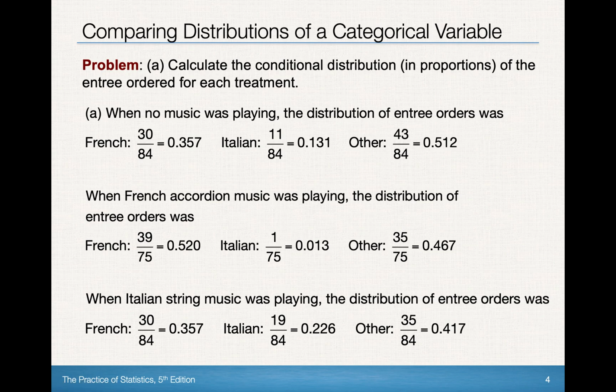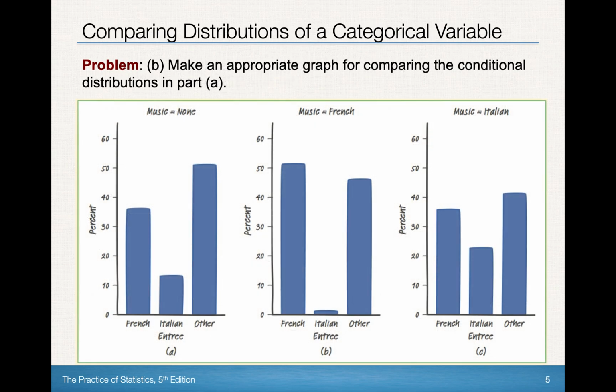Okay, and my goal is to compare these numbers. Before we can even get into our inference test, I want to compare them pictorially, meaning I want to create a graph. And here are my 3 graphs. You'll see the one all the way to the left is when no music was playing. The one in the middle is when French music was playing. And the one on the right is when Italian music was playing.